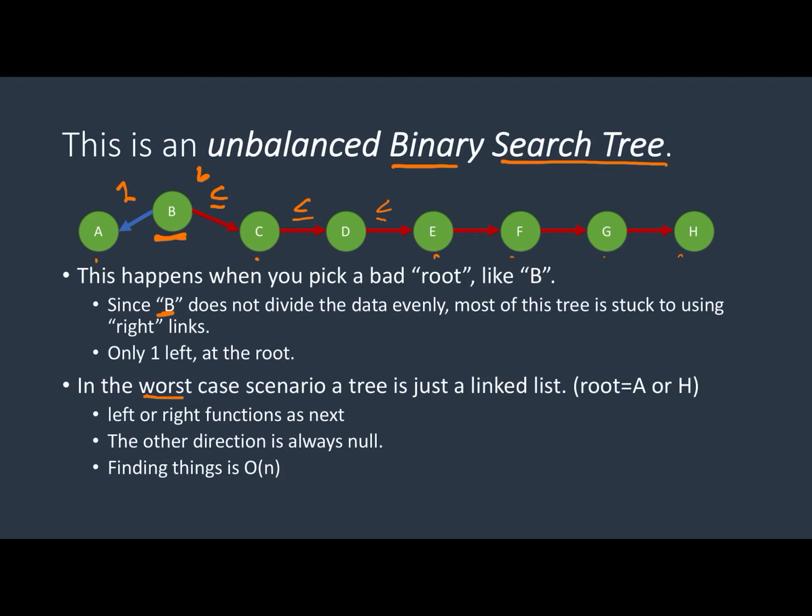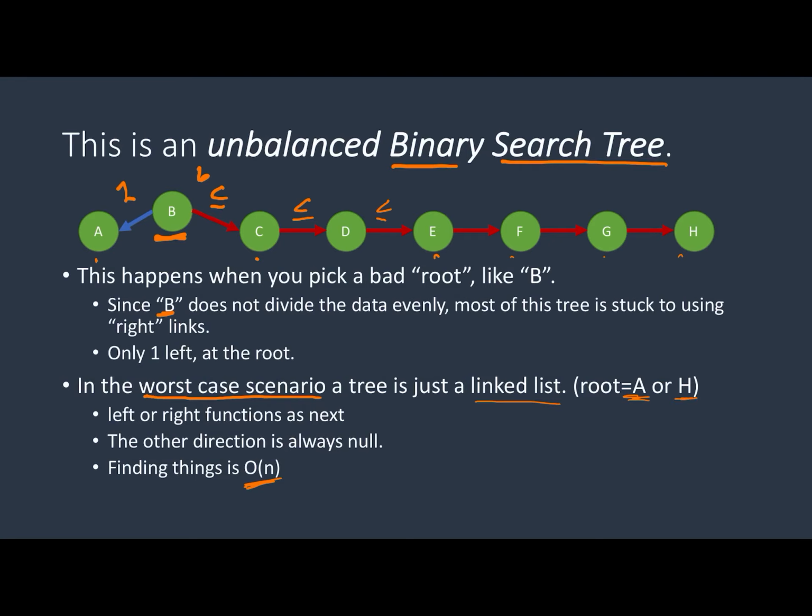And in the worst case scenario, a tree is just a linked list. Imagine root is A, and B is to the right of that, and C is to the right of that, and D is to the right of that, and E is to the right of that, and so forth, right? It's just a linked list. And then finding things, inserting things, becomes O(n), because we have to find where it belongs either way. The other direction is always null, right?